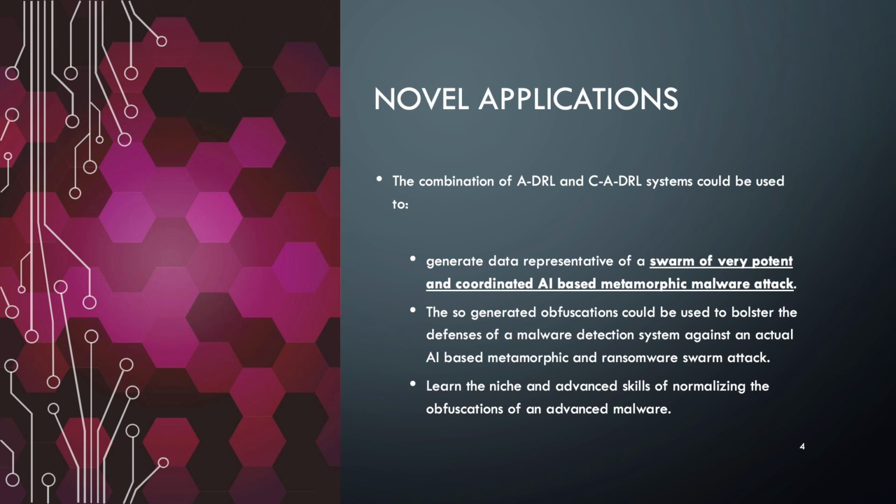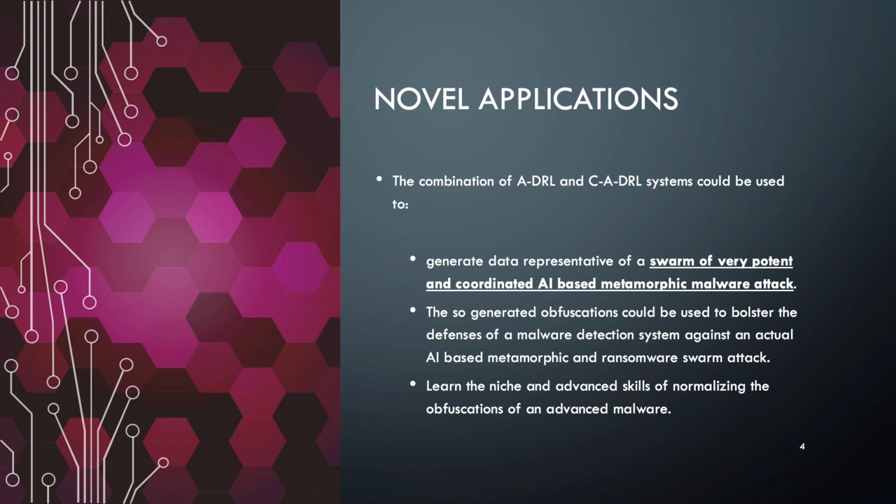But assume that if you can combine both of these scenarios, then we can create a swarm of malware, and the swarm is not of a commodity malware, which is easy to create and develop, but the swarm is of advanced metamorphic malware or ransomware. So this is one scenario where the system could be used.